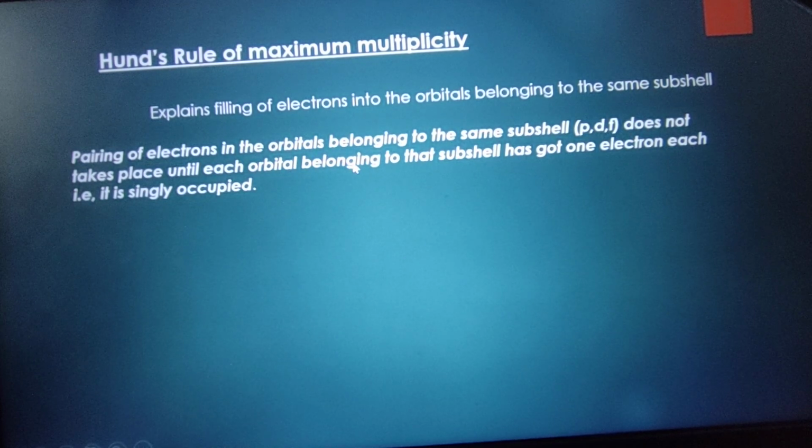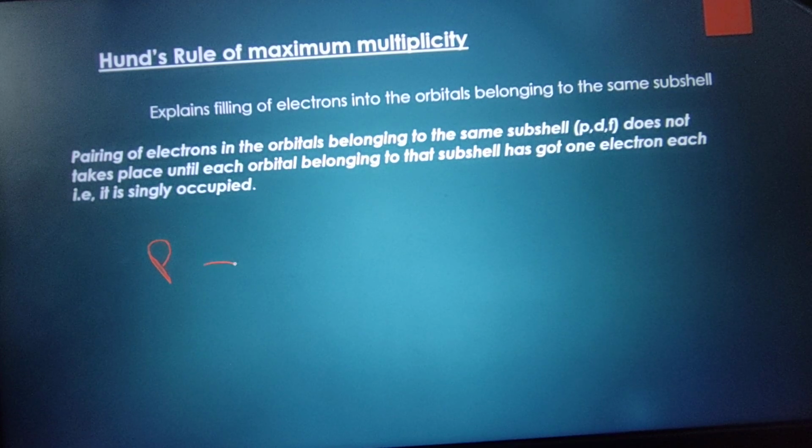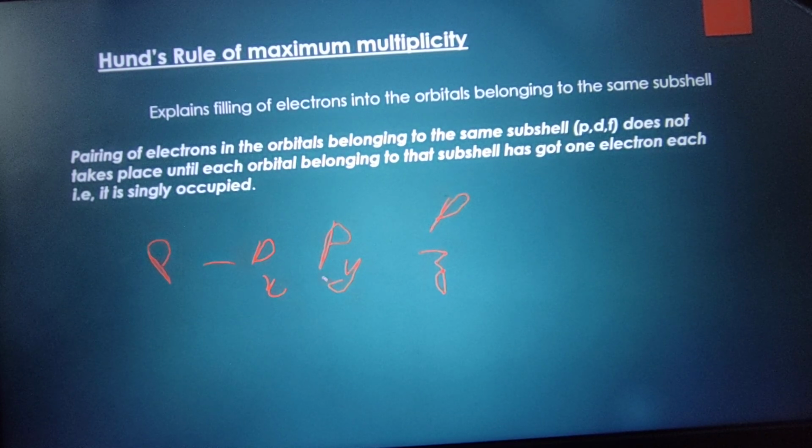Pairing of electrons in the orbitals belonging to the same subshell does not take place until each orbital belonging to that subshell has got 1 electron each, that is, it is singly occupied. This means if we consider p orbital, we'll have px and then py and then pz. So px, py and pz. The electrons must enter into px orbital, py orbital, pz orbital first, and then the electrons should pair up.